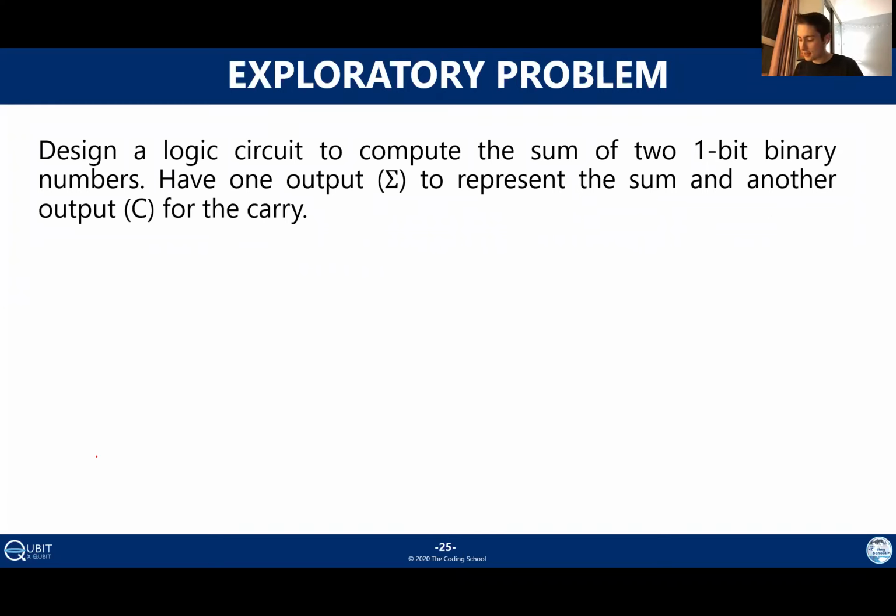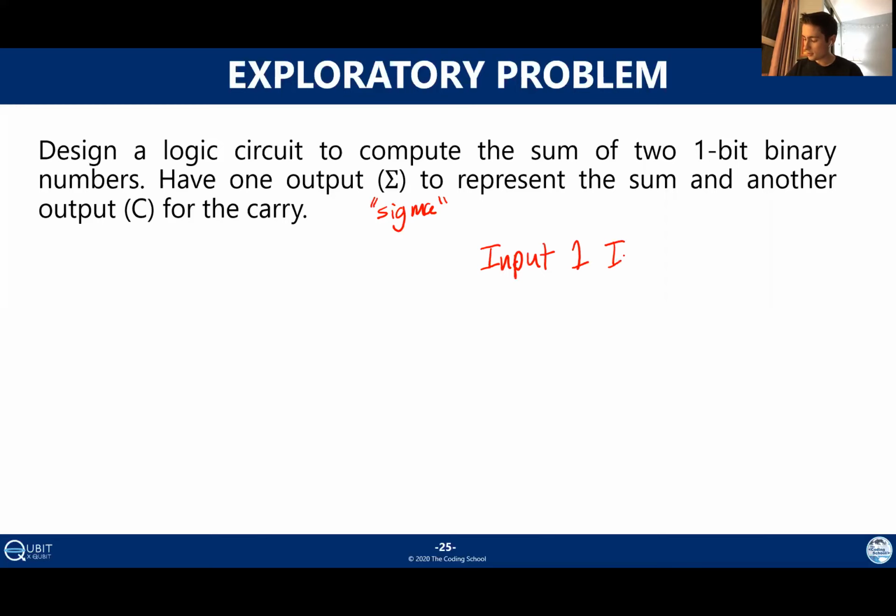So the question is, design a logic circuit to compute the sum of two 1-bit binary numbers. Have one output, sigma, so this letter right here is pronounced sigma, to represent the sum, and another output C for the carry. Now, the way to approach these problems, let me take a step back. This problem is giving you an English description of what your circuit should do. Whenever you get an English description of what your circuit should do, the first step is to convert it to a truth table, always. So I'm going to go ahead and write myself a truth table here.